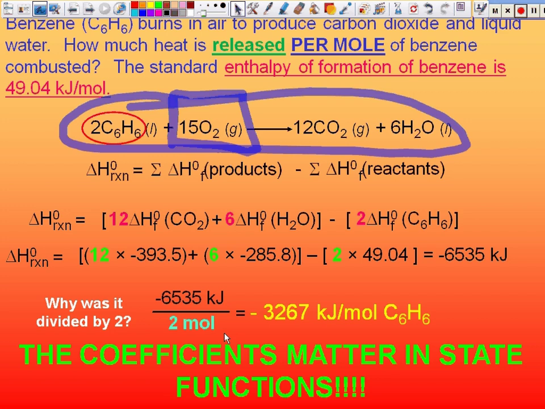So when you got your calculation, what did you have to do to your final answer? Divide it by 2. Hypothetically, what if it had been 12? You divide it by 12, whatever the coefficient is on that particular compound. What if it would have said how much energy is absorbed per mole of water? What would you have done? You would divide by 6. But what would the sign of delta H have been? Positive. Very good. Okay.